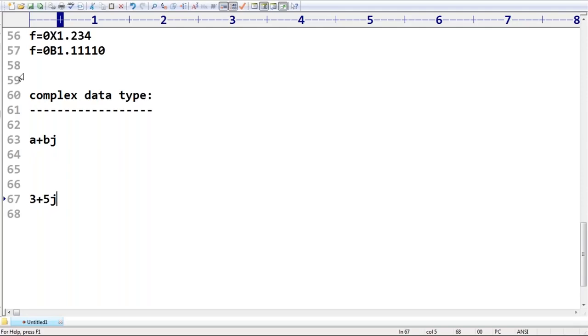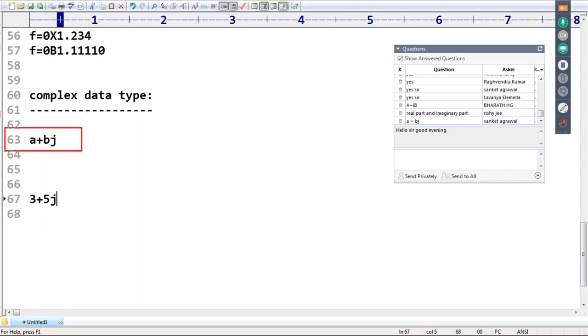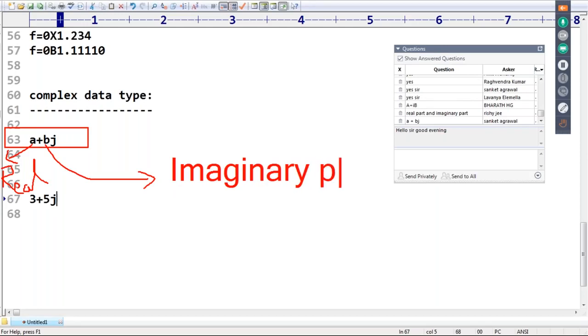Now my question: this a is called the real part. This b is called the imaginary part. A is called the real part, and b is called the imaginary part.